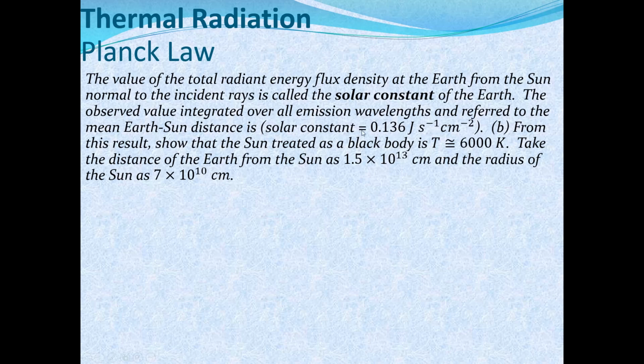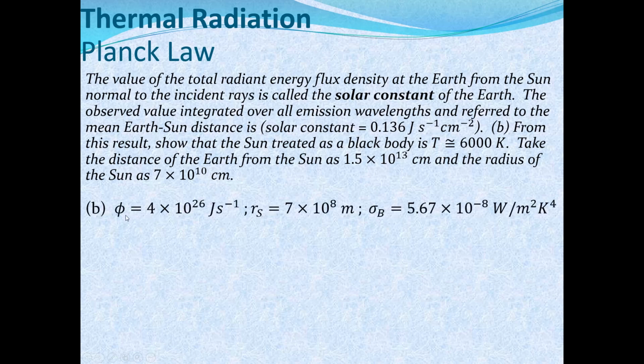All right, so they want us to show that the sun can be treated as a black body that has this temperature. And they give us a bunch of other information, such as the distance between the Earth and the sun and the radius of the sun. So the way we're going to do this is we're going to use the energy flux that we got before. Now, this number is always constant. No matter what location you are, the energy flux is going to be the same. Things like the solar constant or the energy flux density will change depending on your location. This number wouldn't.